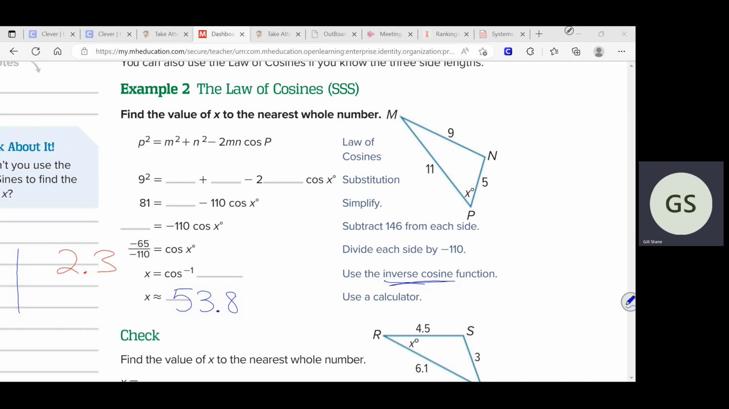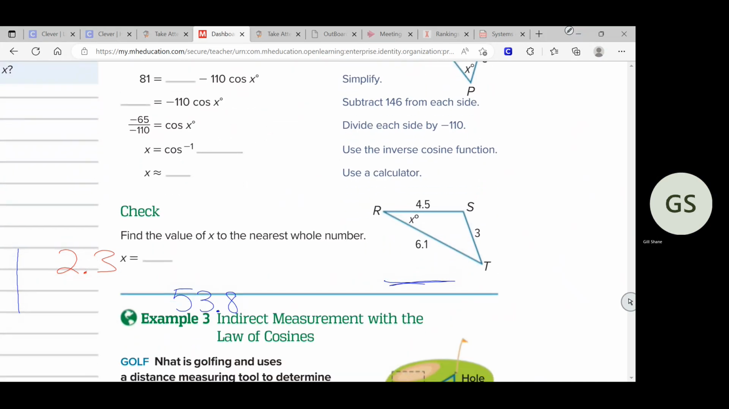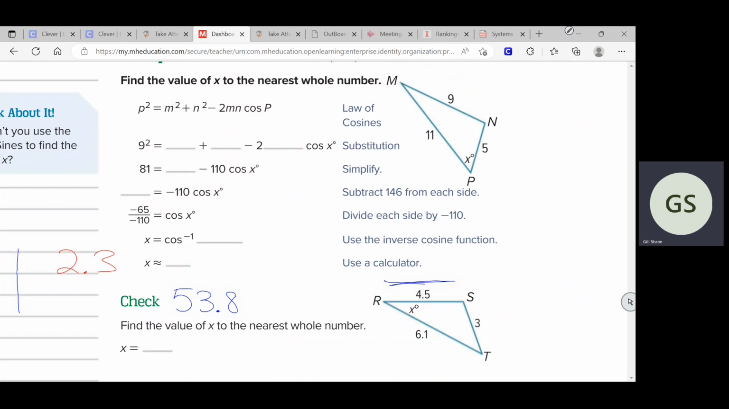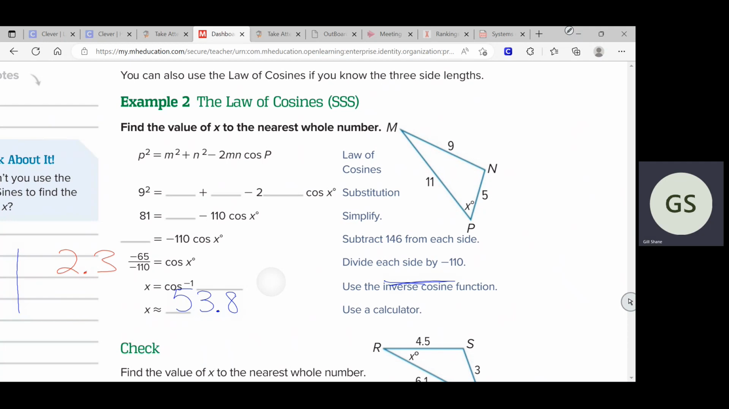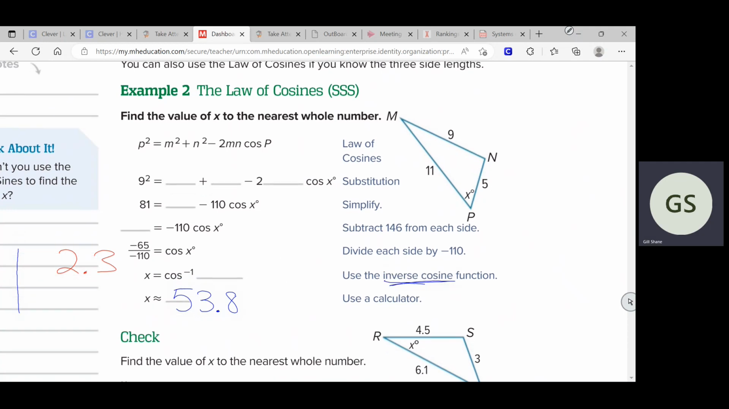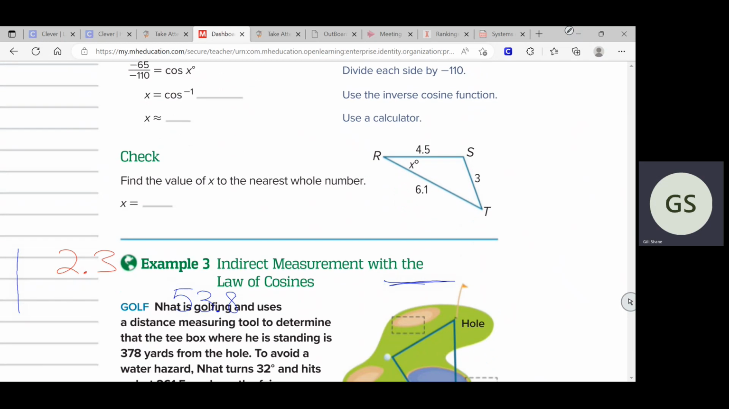And I don't know what the answer is for this. So we'll have to set that up in a second, and then we can solve it out. So 53.8 was that one there. I have to scroll, so make sure you write that down. Example 2, the answer was 53.8. Now you have all this in your book, so I'm just doing it so you have the answers to check.